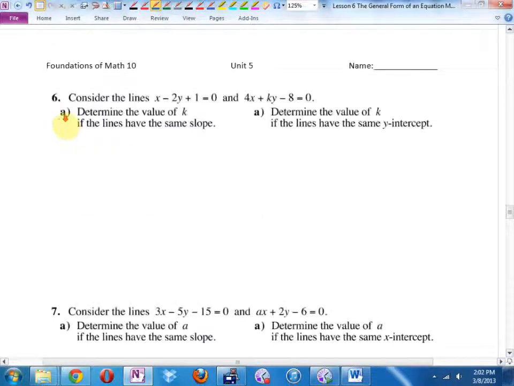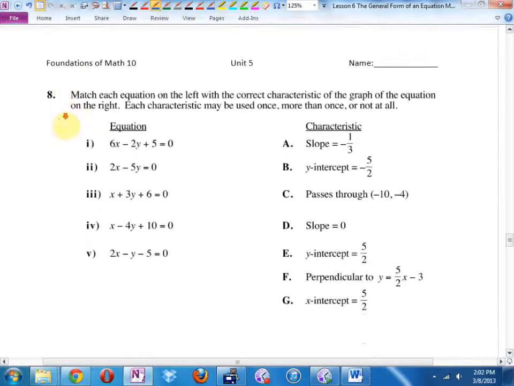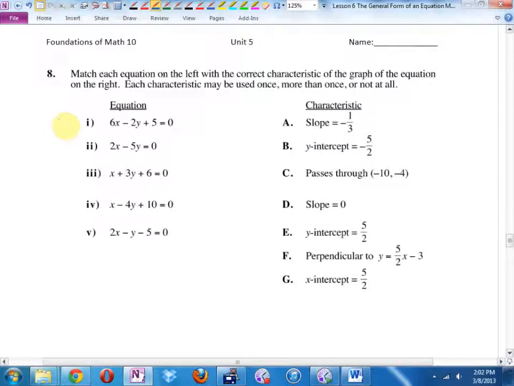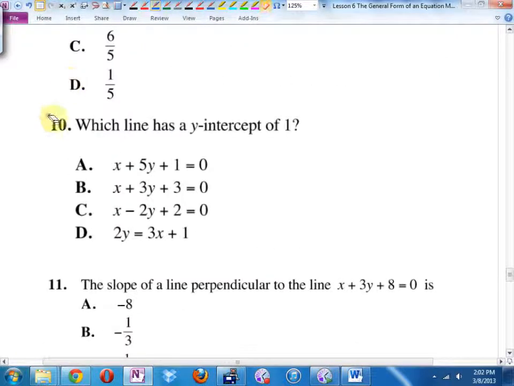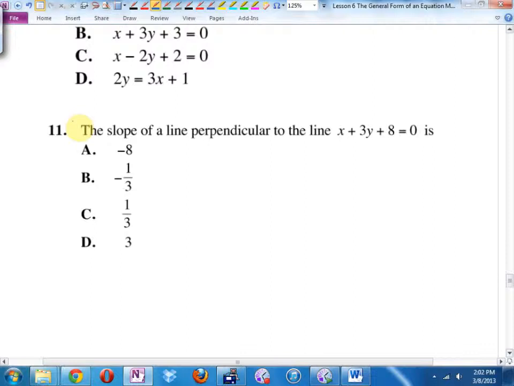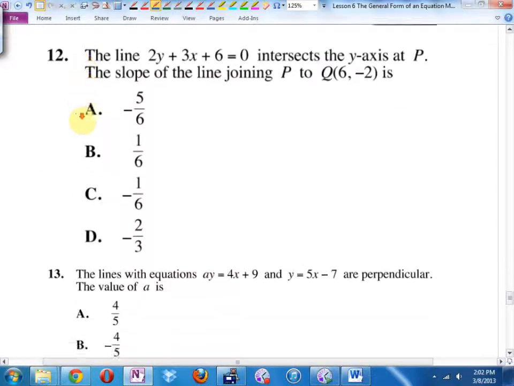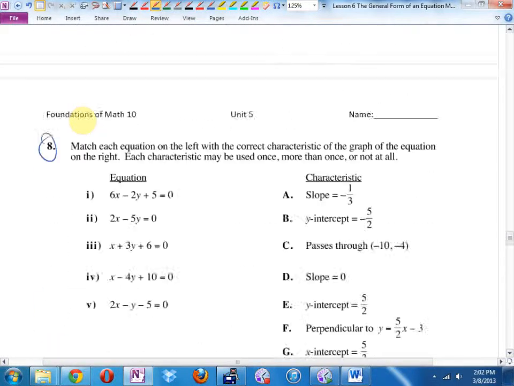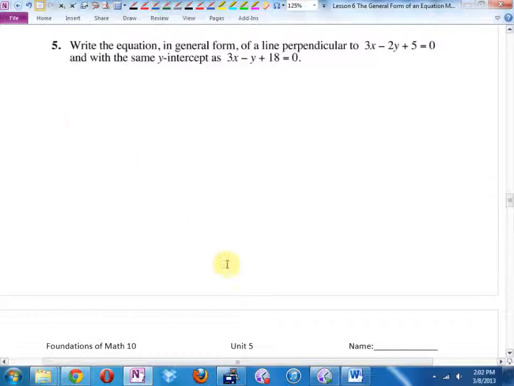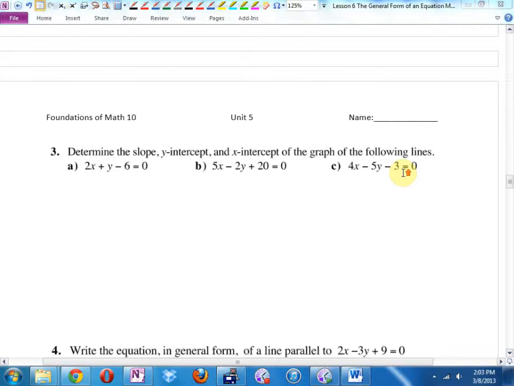Hang on. Number 8. Number 9. Number 10. Number 11. Nope. Let's go back to the notes then.